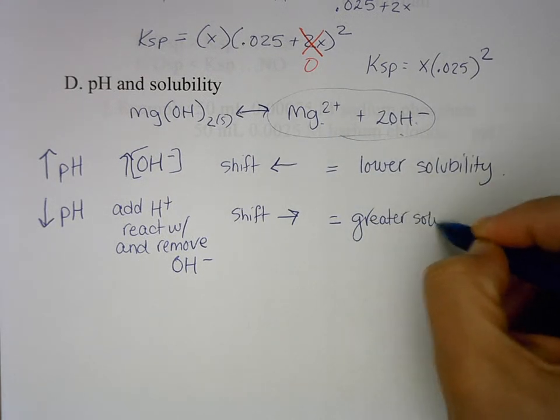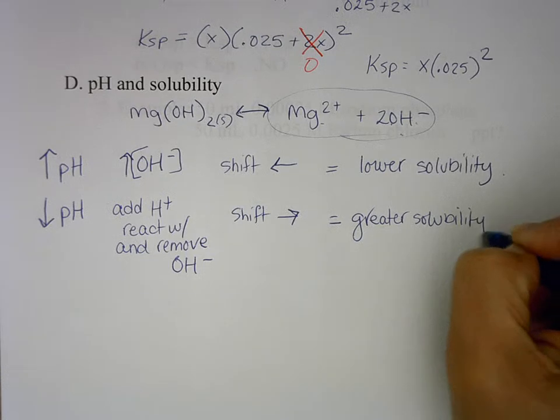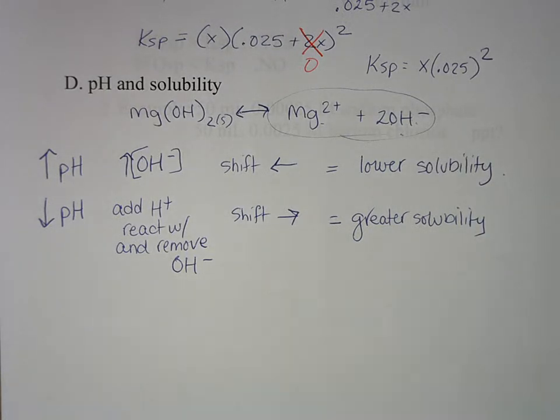So you need to be able to go through that process of: if you increase the pH, what happens to the solubility? Does it increase or decrease? And if you make it more basic, what happens to the solubility? So you have to be able to go through and just use Le Chatelier's principle to figure out what happens in the reaction. Questions on that?